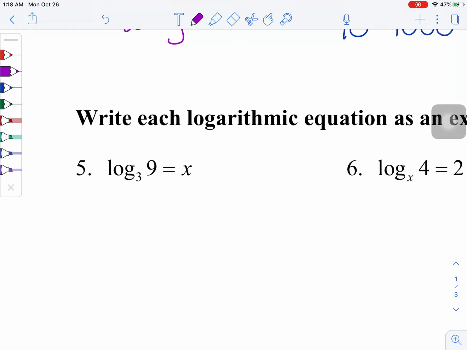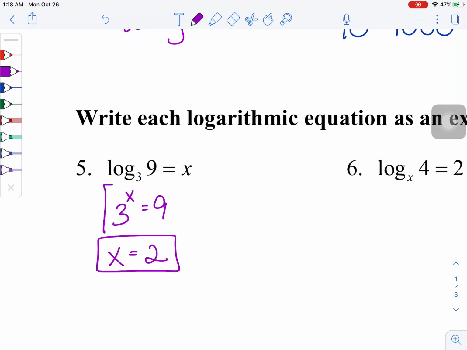you can. So let's translate it first into an exponential equation. So we have a base of 3, power of x is equal to 9. We can solve this very quickly. x is equal to 2. All right, so both of these would be part of our answer because that first part was writing it as an exponential, and then the second part was actually solving it.